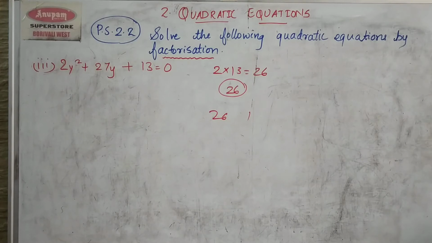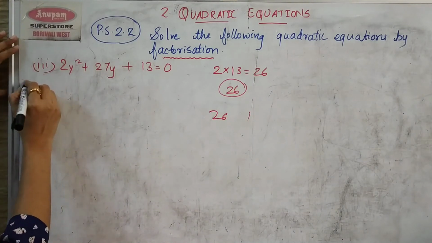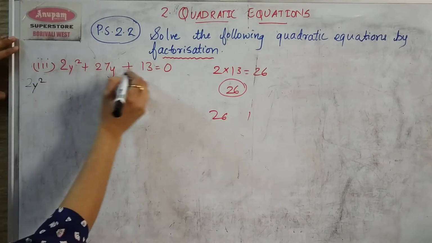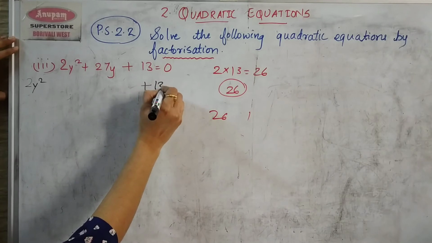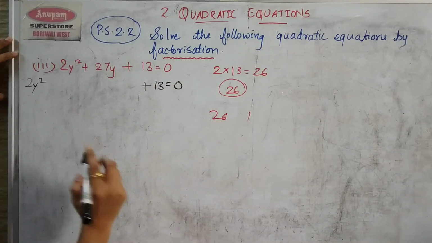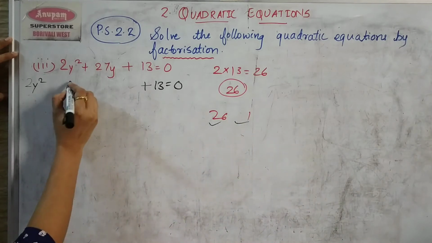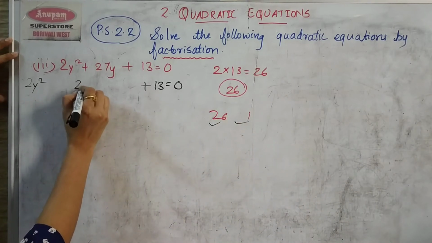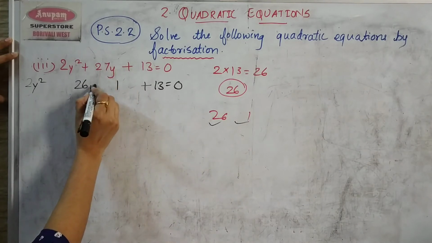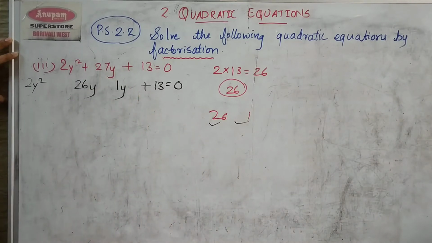So like we do always, we'll first write down 2y square as it is, this first one. We'll also write down 13 as it is along with the sign. And instead of 27, we are going to write down two numbers, and those two numbers are 26 and 1. So let me write down 26 and 1, and I will write down the variable also, 26y and 1y. It's not necessary that you show 1, so you can only write down y also.